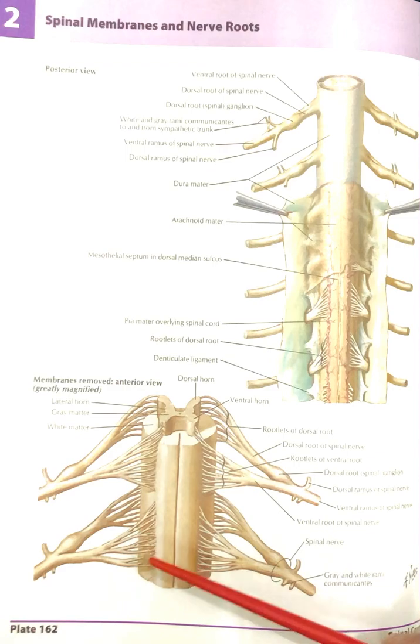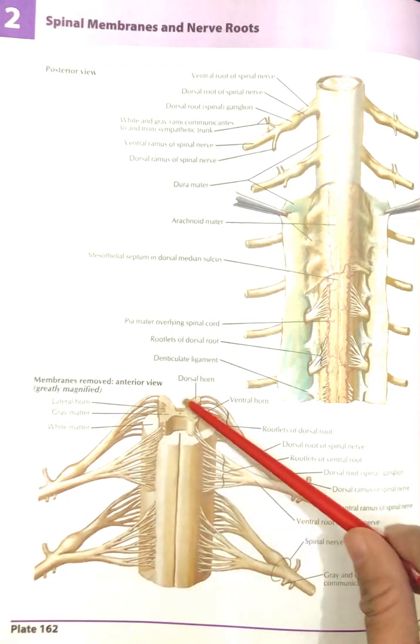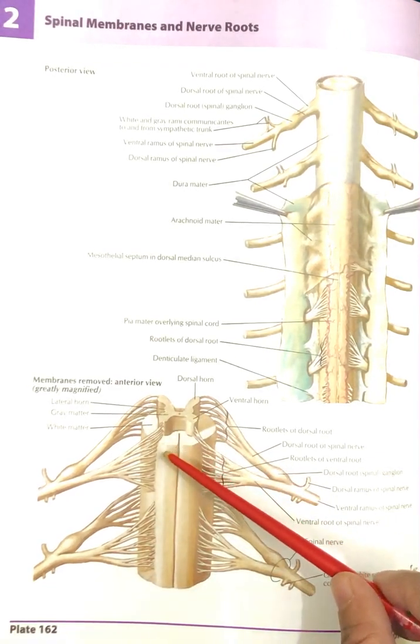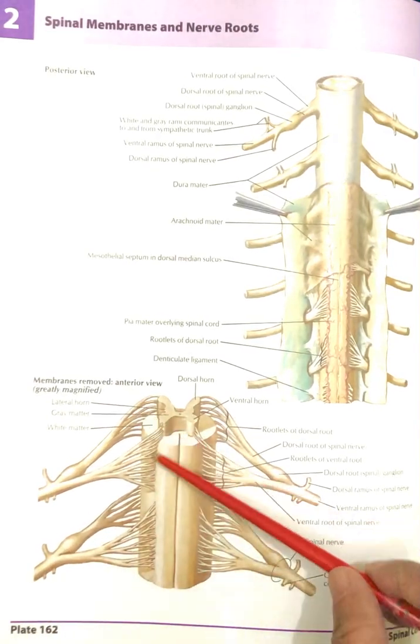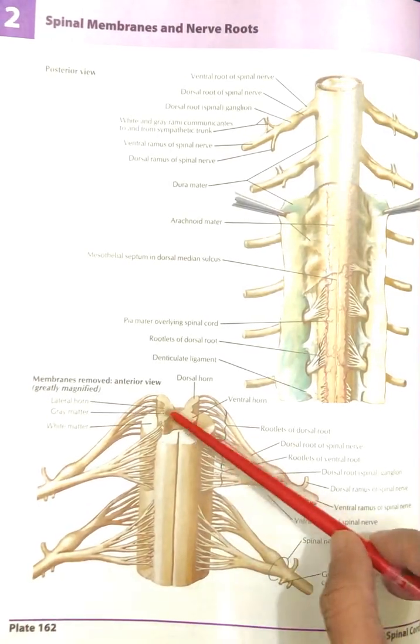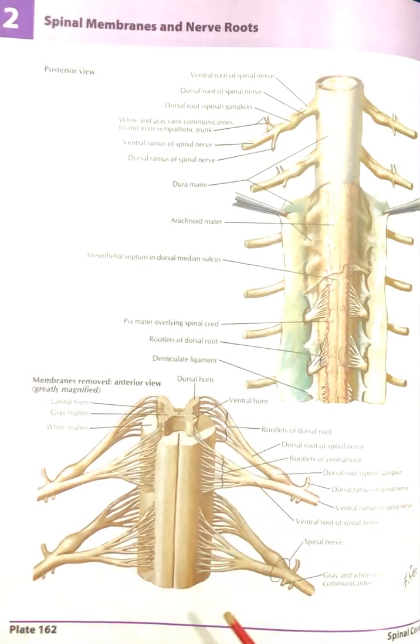So again, by definition, the area of the spinal cord which gives origin to a single pair of spinal nerves is called a spinal segment. So here we have got two spinal segments only.